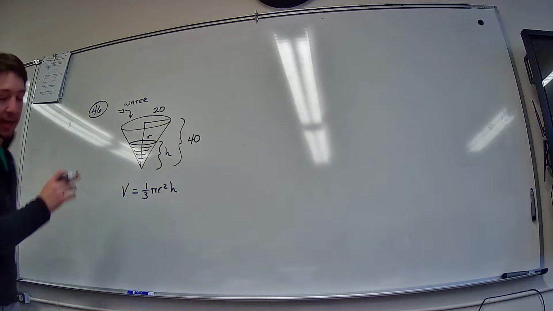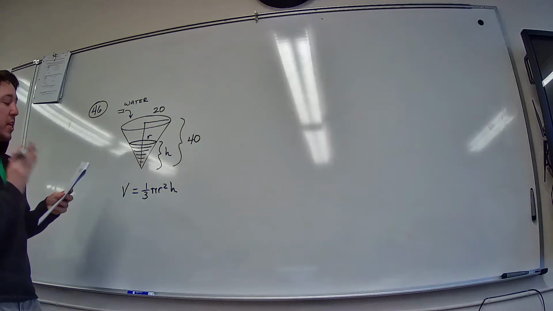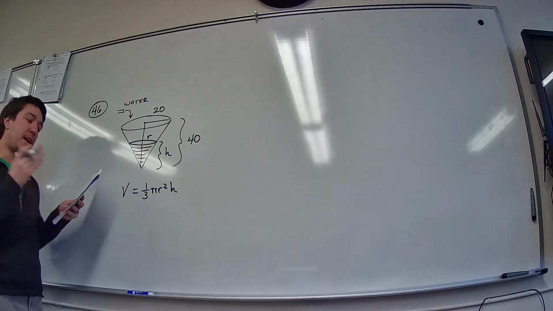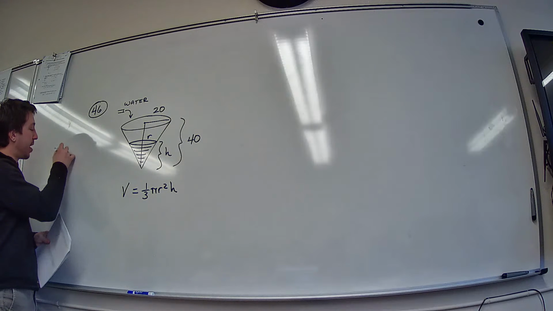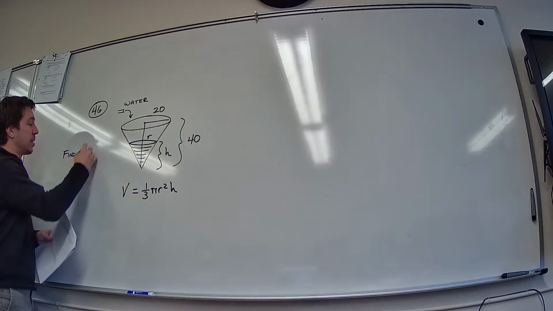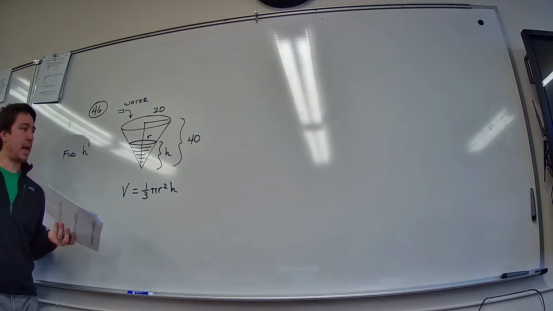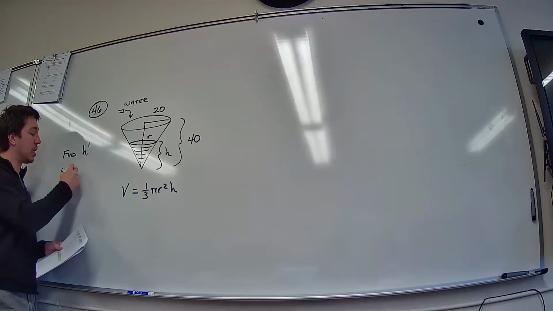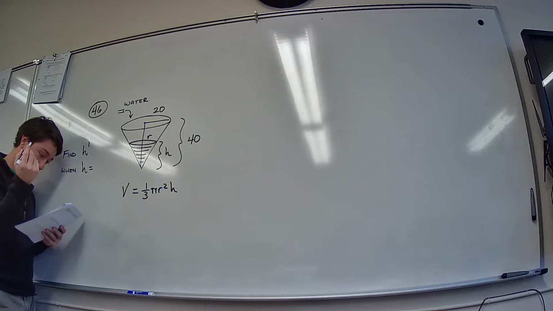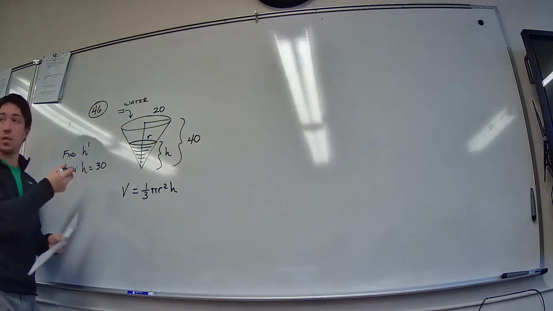Good question. It says, what are we looking to find? What are we looking for, h prime or r prime? We're trying to find h prime. Does that make sense? So we're trying to find h prime at the moment when h is 30. Does that make sense?